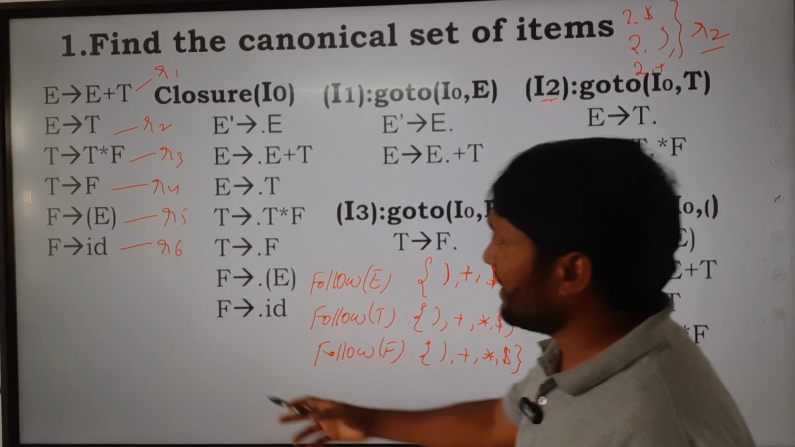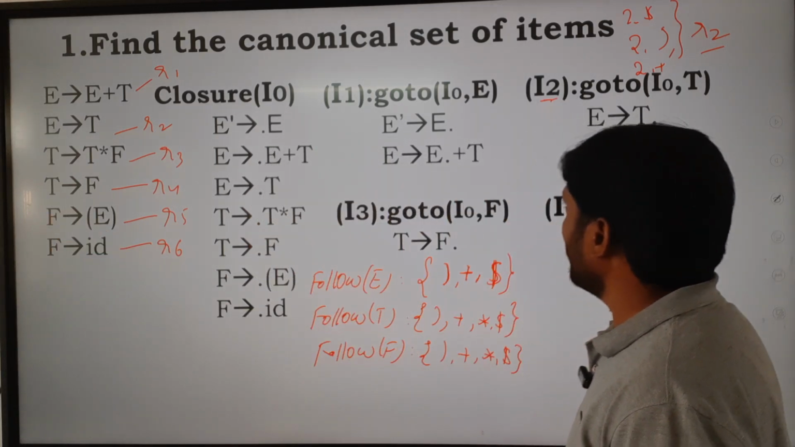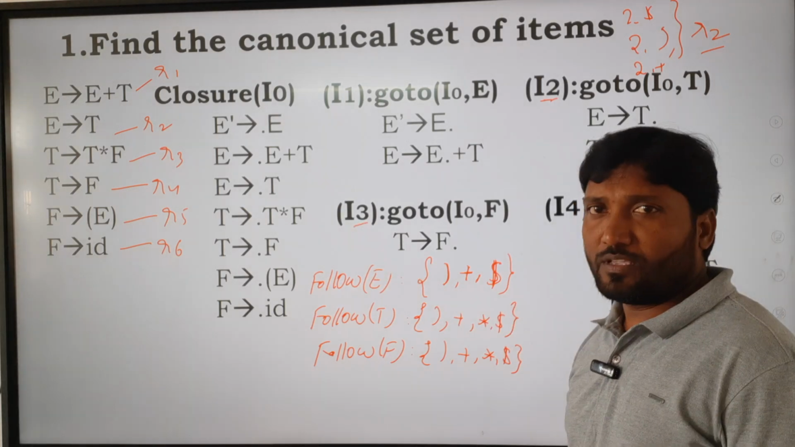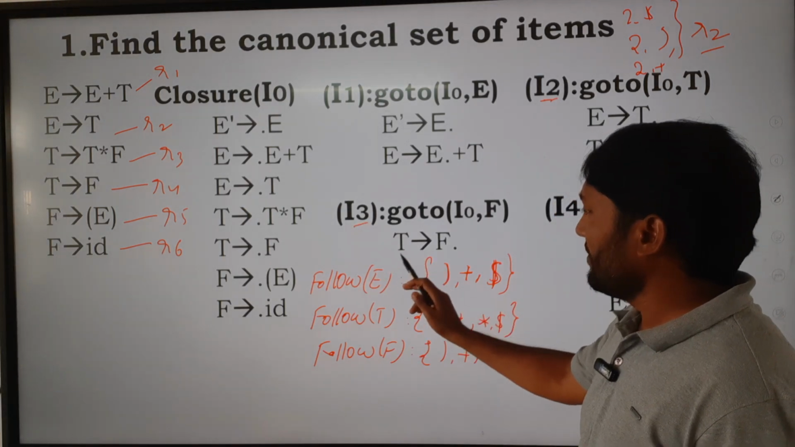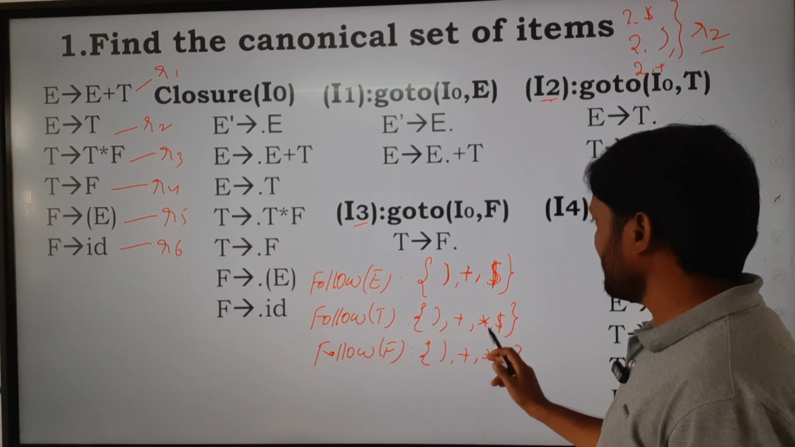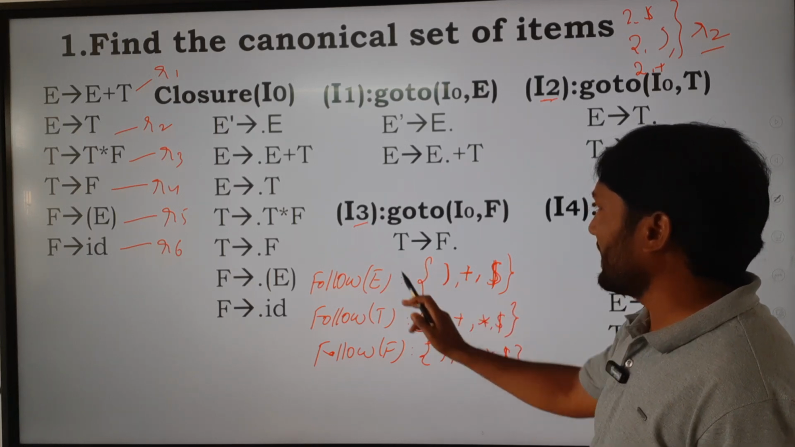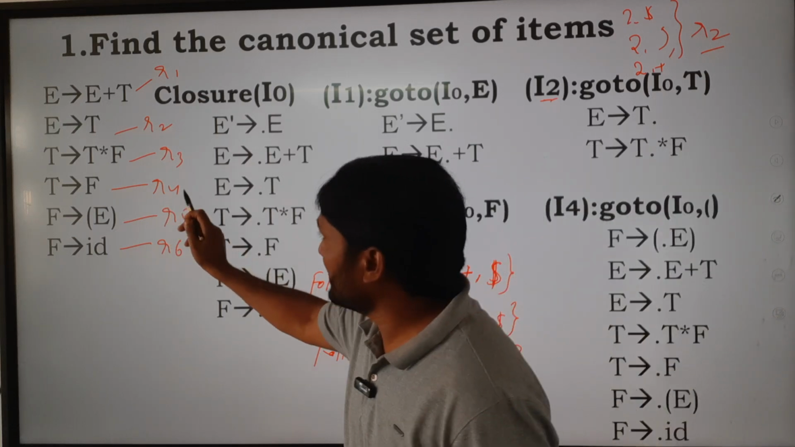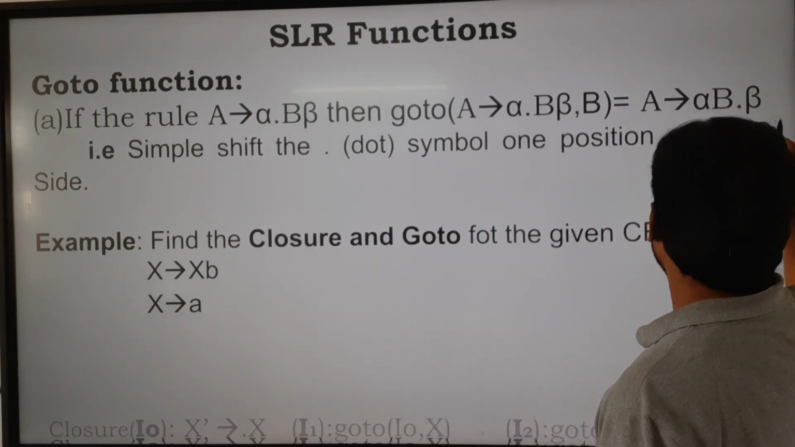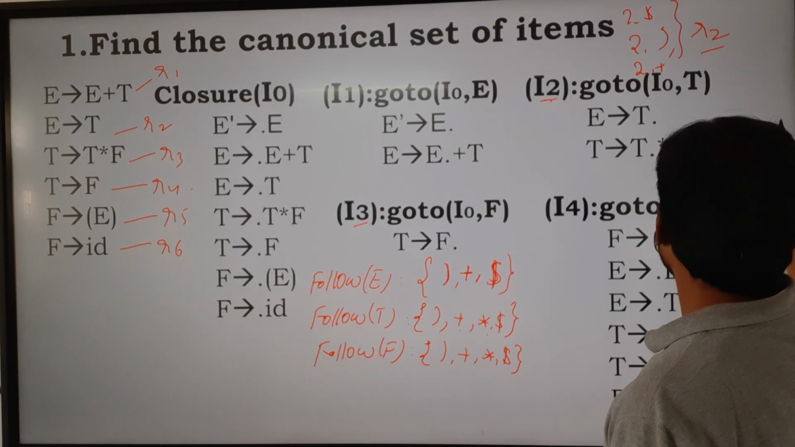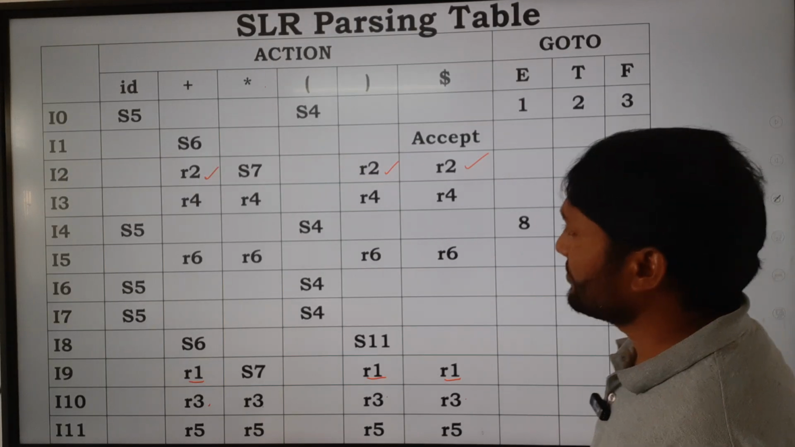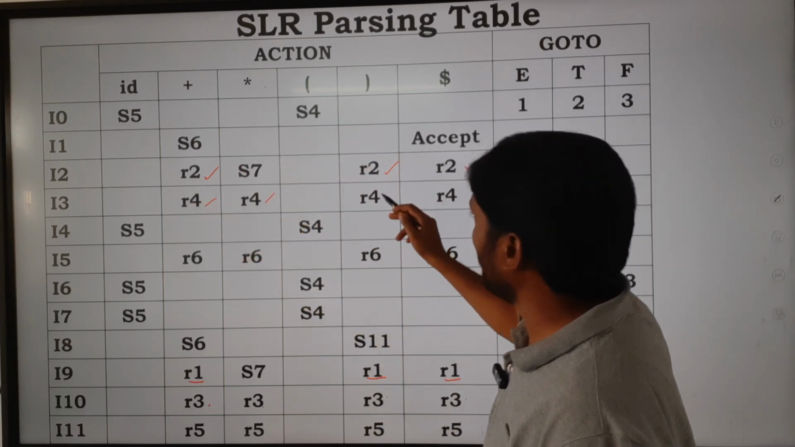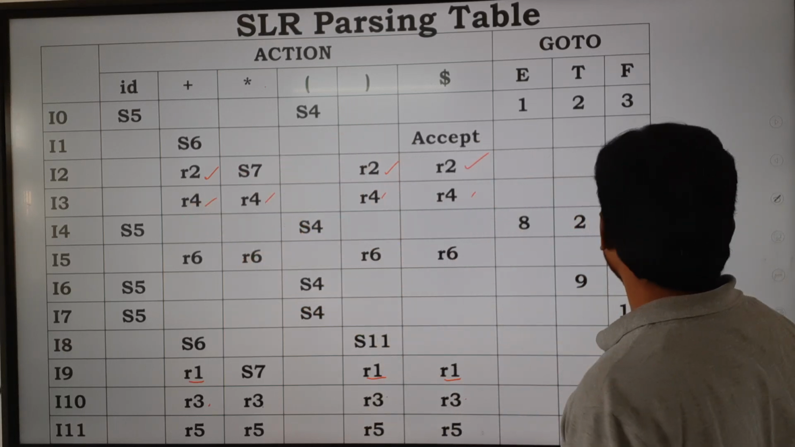And next, what is R4? T derives F. Where does it end? T derives F ends in I3. What is the follow of T? Close bracket, plus, star, dollar. So 3 comma plus, 3 comma star, 3 comma close bracket, and 3 comma dollar can be filled with R4.